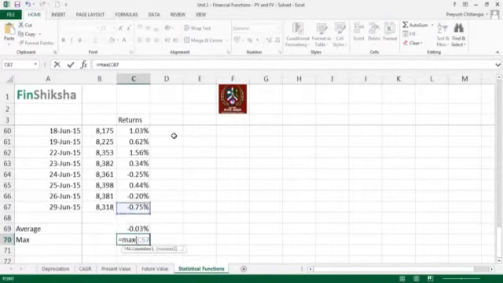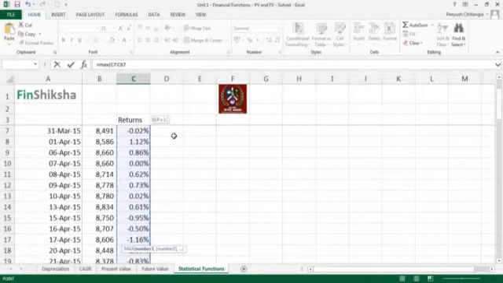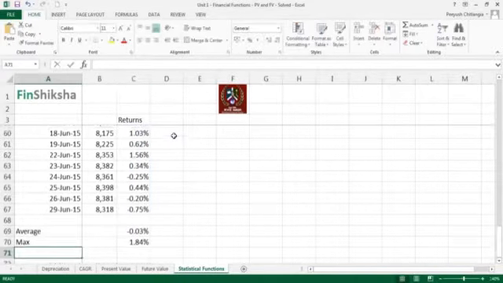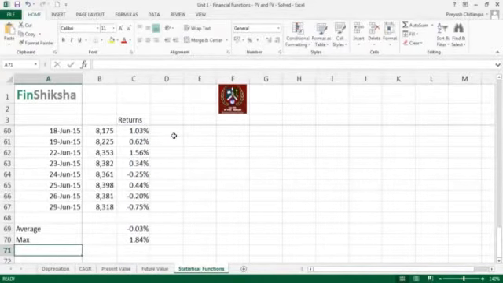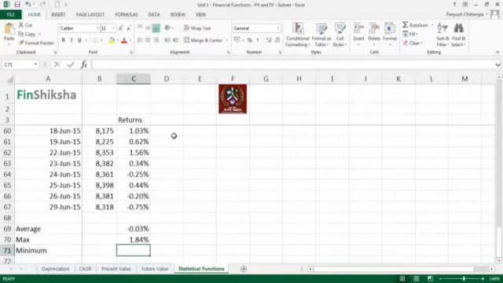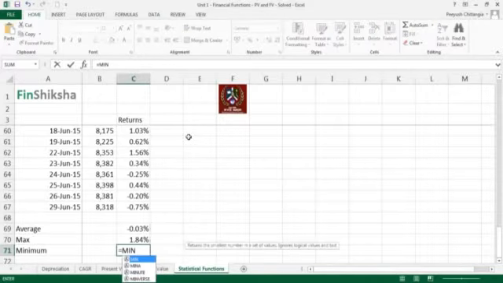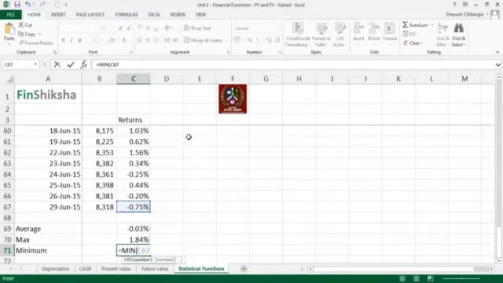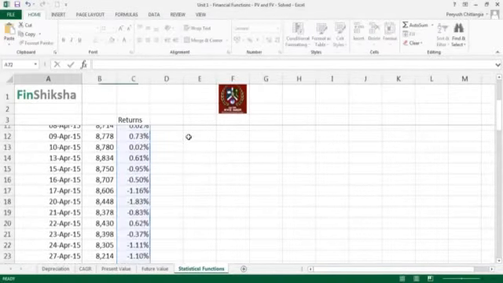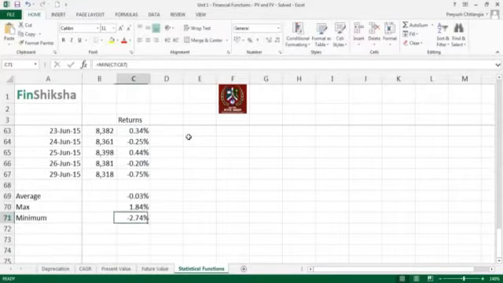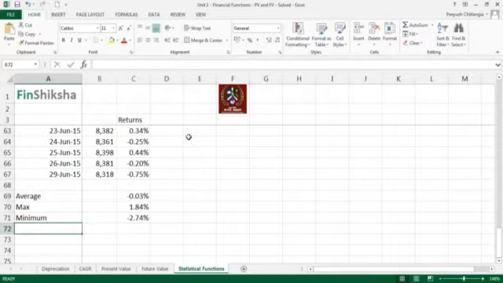Then we look at what is the max return during this period. Maximum return is given by a function called max. You can select this data again. 1.84% was the maximum return. Similarly, minimum return is given by a function called min. And we could select the data again and get the minimum return. So the minimum return was minus 2.74% during this period.